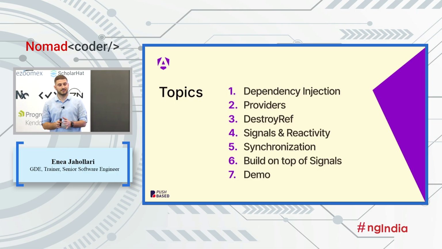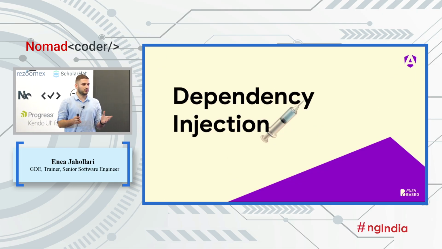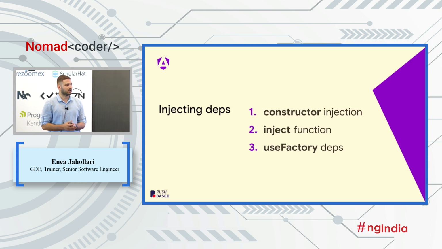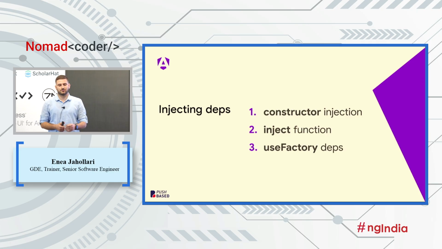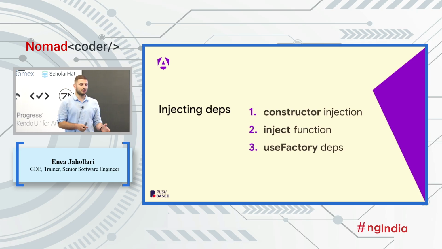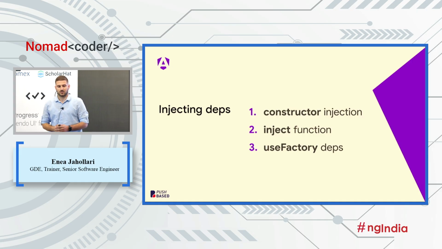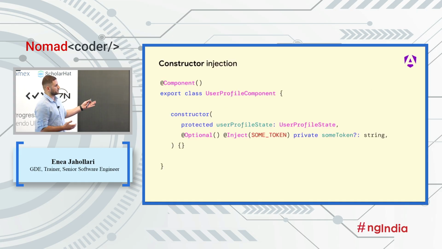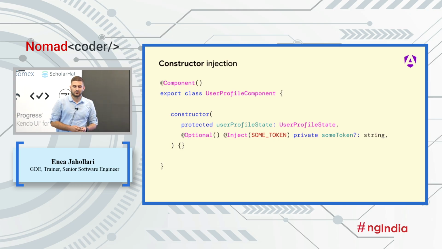Let's start. Dependency injection. We all know what dependency injection is, I guess. We are all Angular developers here. We can do three types of dependency injection in Angular: from the constructor, with the inject function, and using factory dependencies. Of course, we all know what this code does. This just injects UserProfileState and, of course, injects some token with the optional decorator, using types and such. The thing is, Angular also has this new way since version v14 called inject.